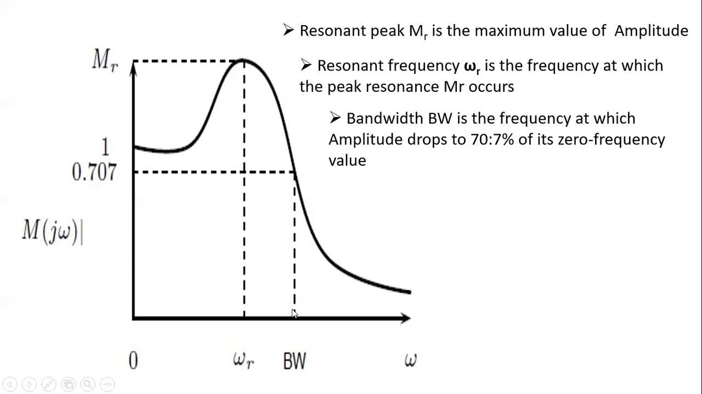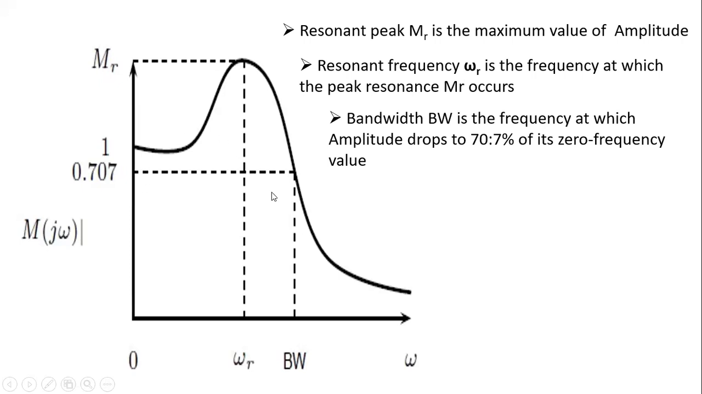Then the third one is the bandwidth, which is the frequency at which the amplitude drops to 70.7% of its zero frequency value. The zero frequency value is 1, and the frequency at which it falls to 70.7% of it is the bandwidth.